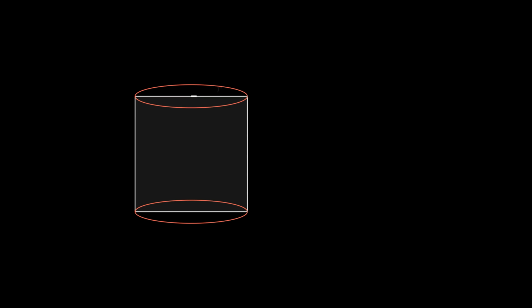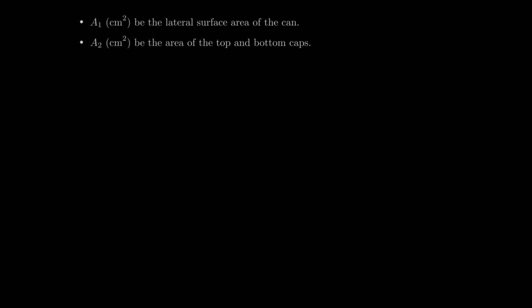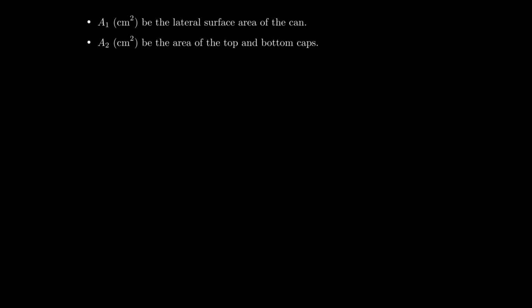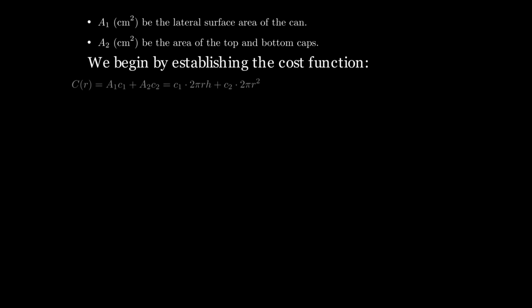Take a cylindrical soda can for example. We have the radius R and the height H, and also C1 and C2 respectively, the cost coefficients for the lateral surface and the tops, with V being the volume of the soda can. We call A1 the lateral surface area of the can and A2 the area of the top and bottom caps. We begin by establishing the cost function.